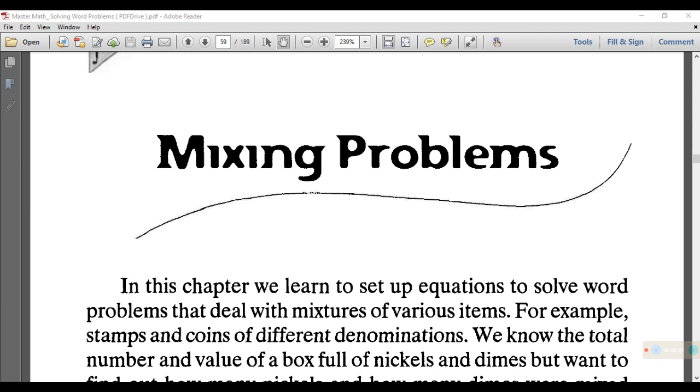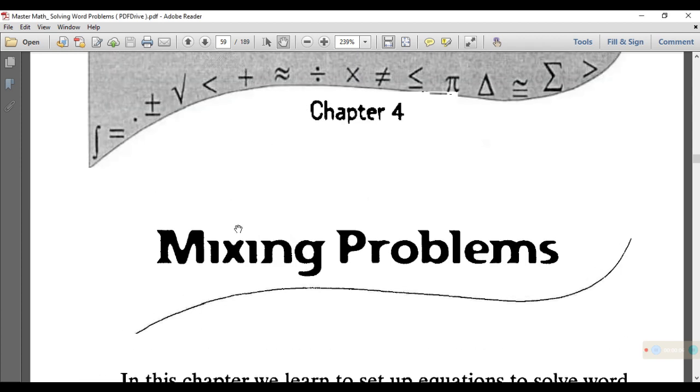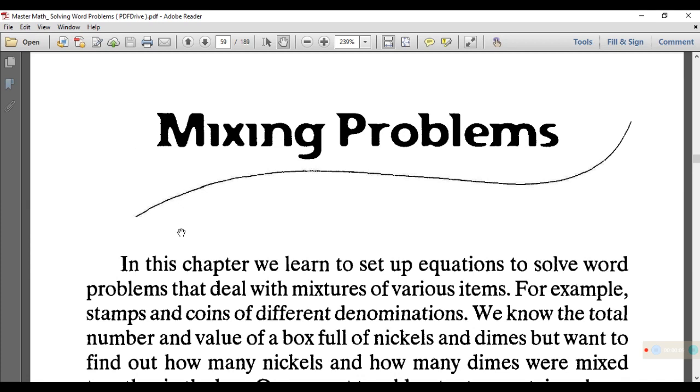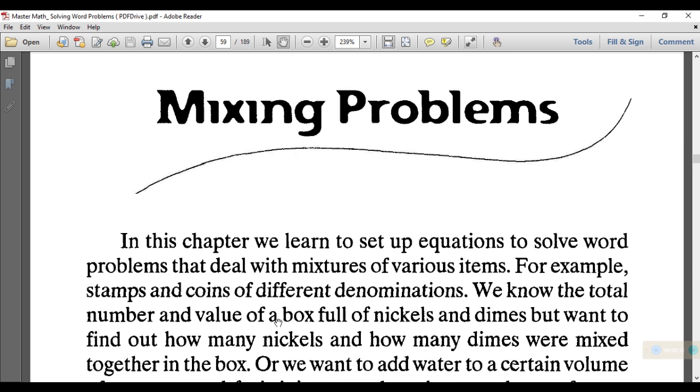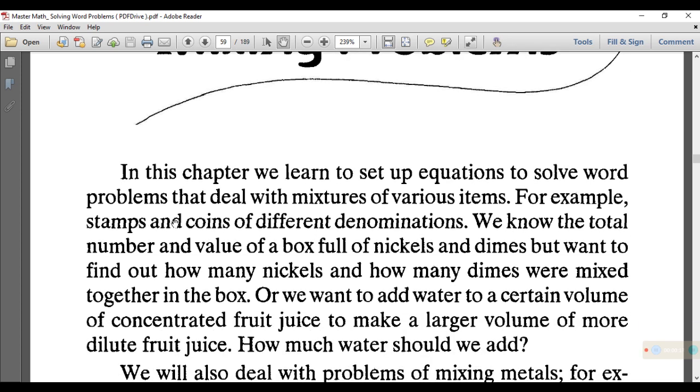This is Miss Rena, and for today's video discussion, start na tayo ng panibagong section. We have mixing problems. So for mixing problems, these are the types of problems that we are going to deal with. First, we have the stamps and coins of different denominations. So say for example, you bought stamps at different prices. So we are going to trace kung ilan yung stamp na binili mo at a certain price, and ilan yung stamp na nabili mo at another certain price.